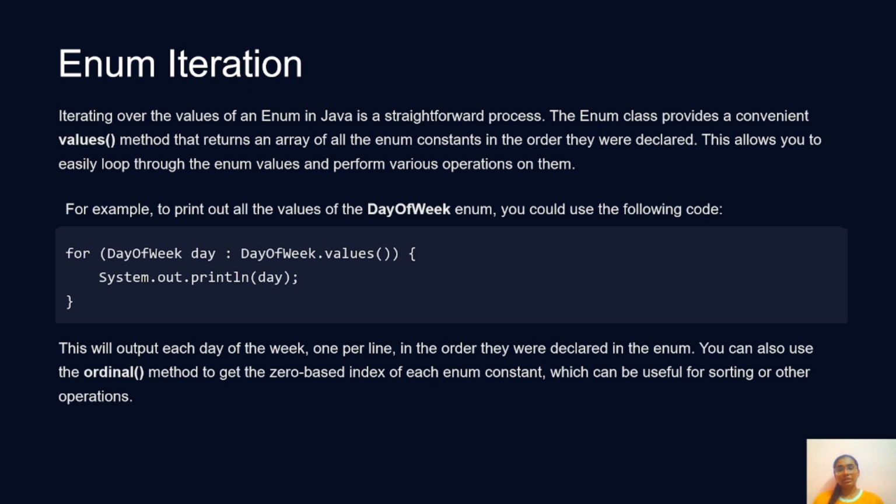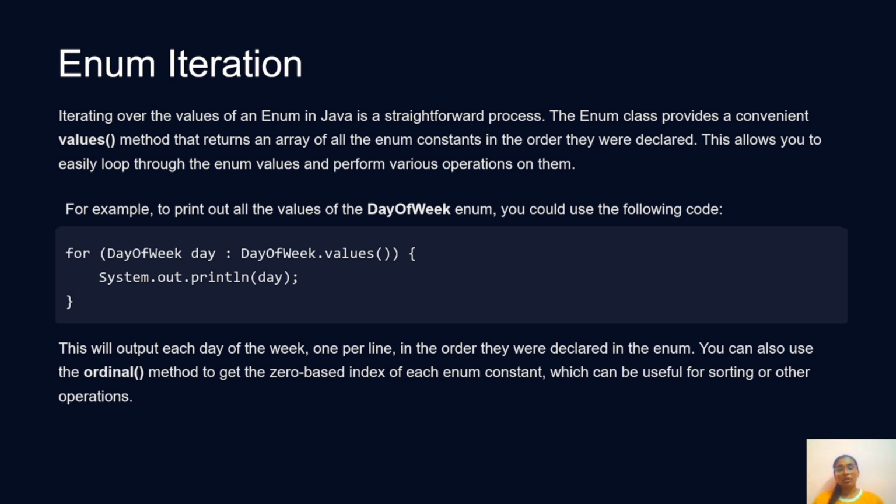For example, if you want to print all the values of the days of a week defined by the enum, you can use this code: for each day of the week in the enum, day is the variable which we have given, and values displays all the days of the week given in the enum. This will provide you the output, each day of a week, one per line, in the order they were declared in the enum. So the order which was given in the enum, the same order will be given here.